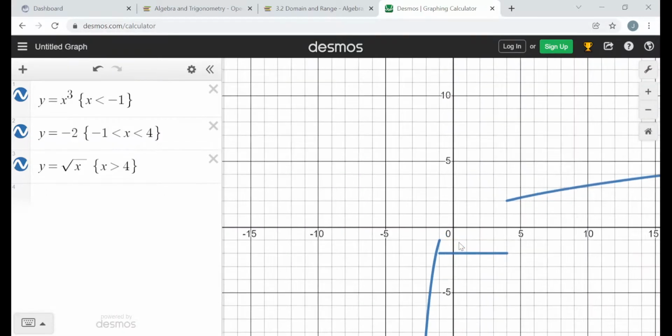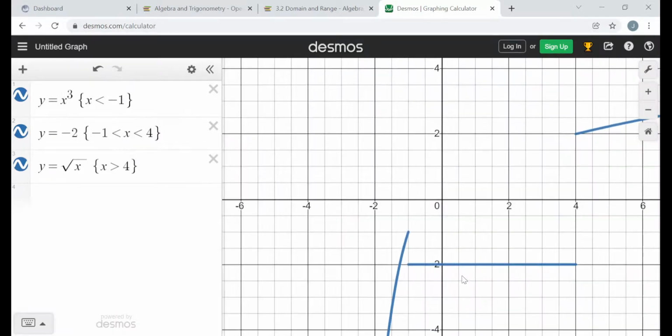And it passes the vertical line test. I know it doesn't look like it, but there are no points at -1, so that vertical line doesn't actually hit the graph. And there are no points at x equals 4, so that vertical line, even though it looks like it's hitting the graph twice, is not. Those points aren't really there. 4 undefined, 4 undefined.